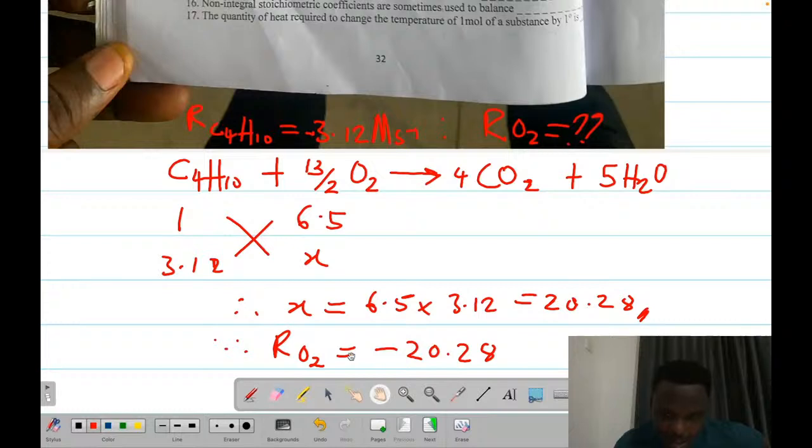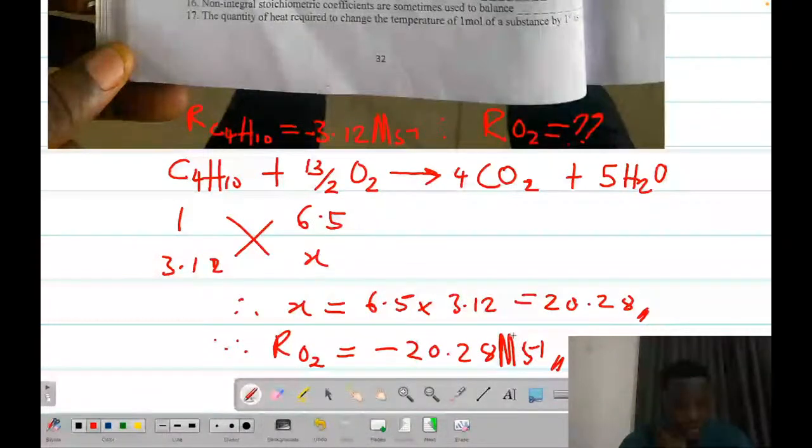But remember that oxygen is on the reactant side, so you must add a negative sign. It's a must. So when you add your negative sign, this guy becomes minus 20.28 molar per second. All right, so let's look at the next question.